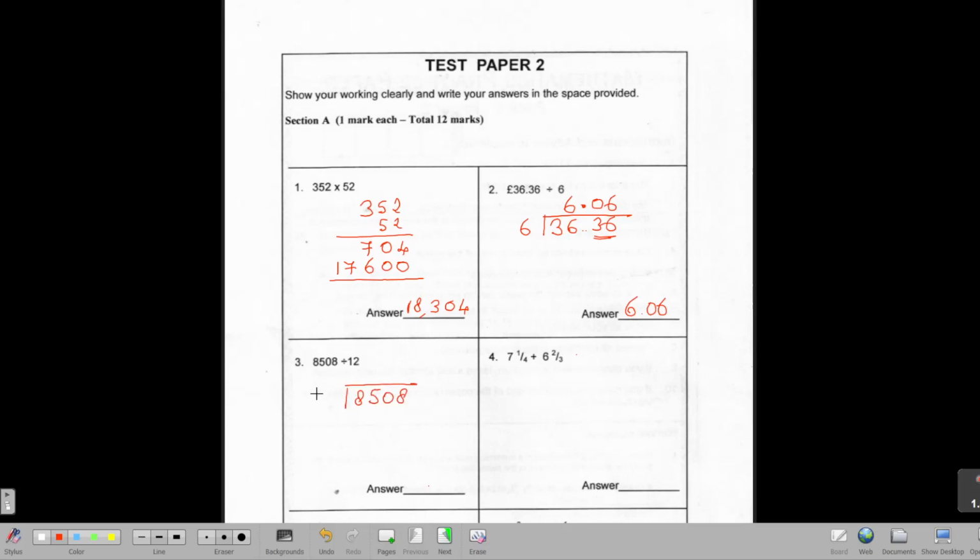8,508 divided by 12. 12 will go in here 7 times. Remainder 1. 12 won't go into 10. 12 will go into 108, so put a 0. 12 will go into 108 9 times. 709.